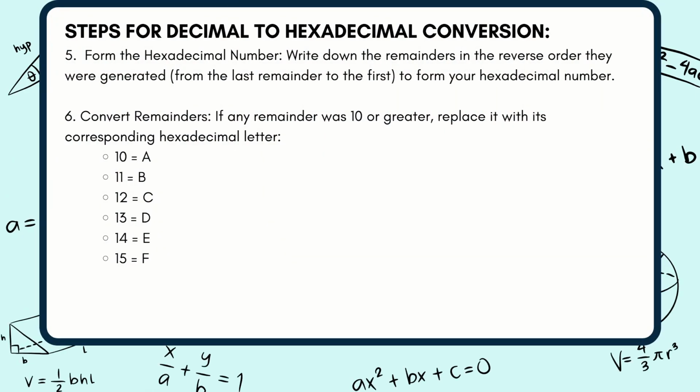So this is step 5, form the hexadecimal number. Write down the remainders in reverse order they were generated, from the last remainder to the first, to form your hexadecimal number. And the last step, convert remainders. If any remainder was 10 or greater, replace it with its corresponding hexadecimal letter. So just like the description earlier, 10 equals A, 11 equals B, 12 equals C, 13 equals D, 14 equals E, and 15 equals F.